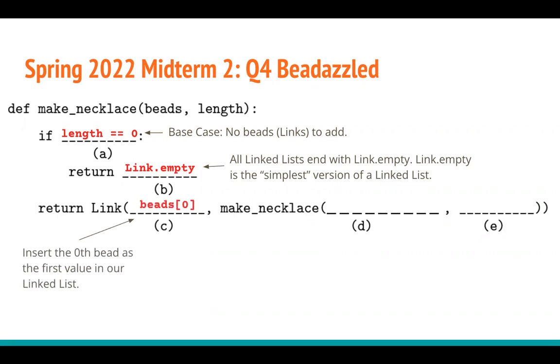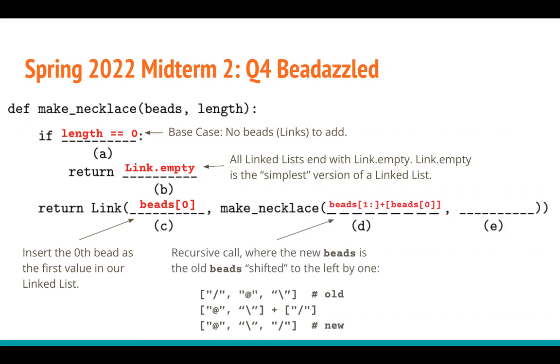So here's the recursive case. We return Link(beads[0], so we take the front of beads. And here's the tricky part. Our recursive call involves taking all the elements except the first one from beads and then adding that first one to the back because we've just added that onto the necklace. So essentially we've taken the first bead, we've added it to the necklace, and now we're moving it to the back. Every time we take an element, we move it to the back, and so on and so forth.